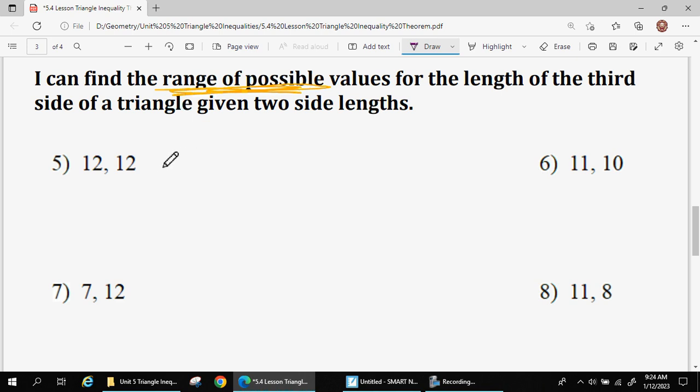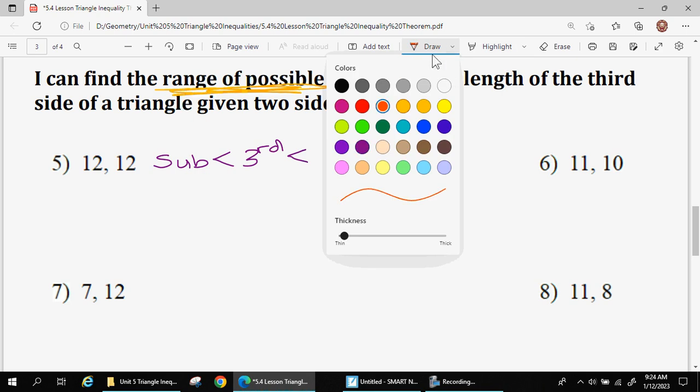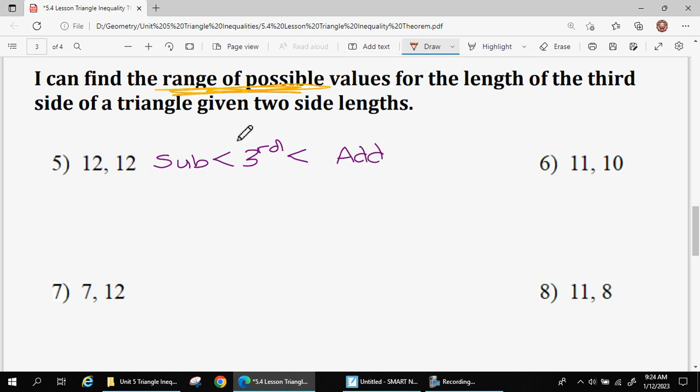The short way to do this would be we are going to subtract the two sides, and then we are going to add them, and our third side should be somewhere in between. It should be bigger than the number we get when we subtract, and smaller than the number we get when we add. For those of you who get a little confused with the greater than or less than, these are less than symbols, and that means that this number we get when we subtract is less than our third side, and our third side must be less than what we get when we add.